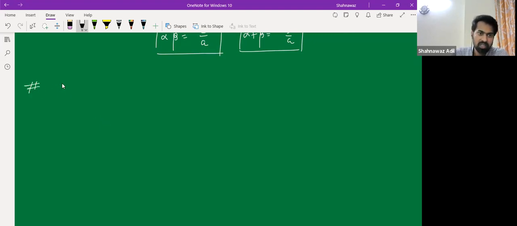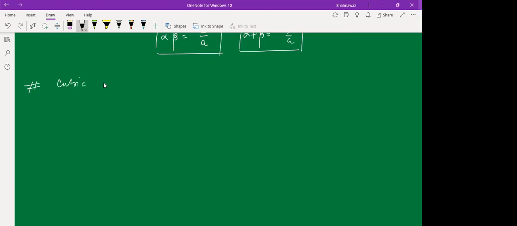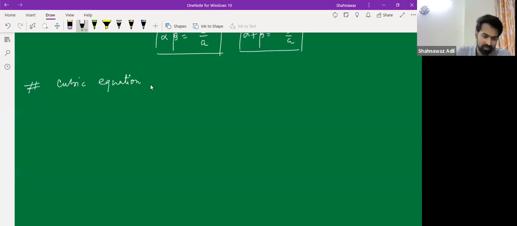So what would be the general form of a cubic equation? ax cube plus bx squared plus cx plus d. Do you have any doubt, question, or query?